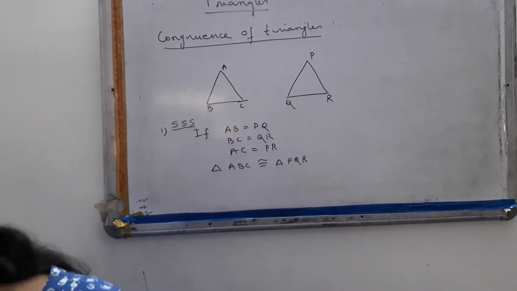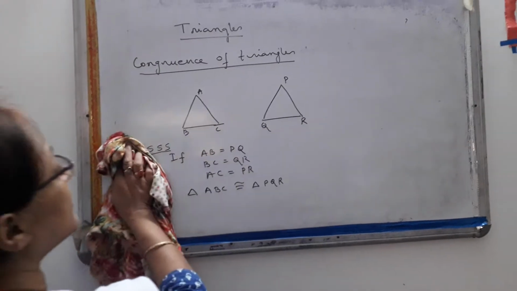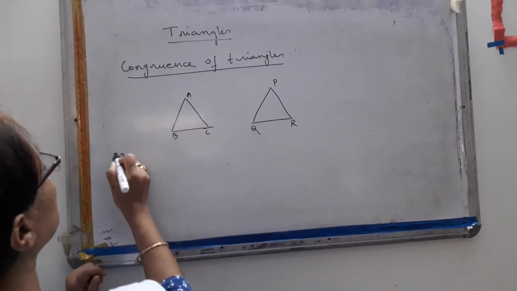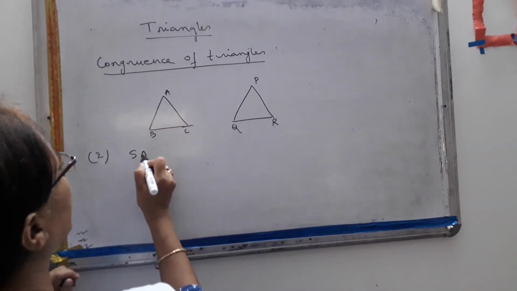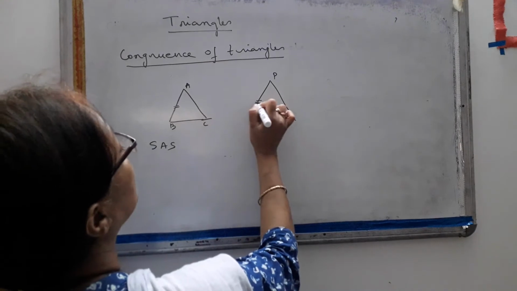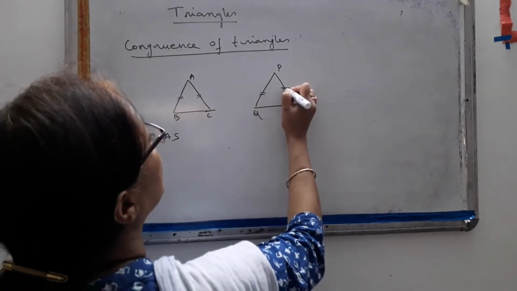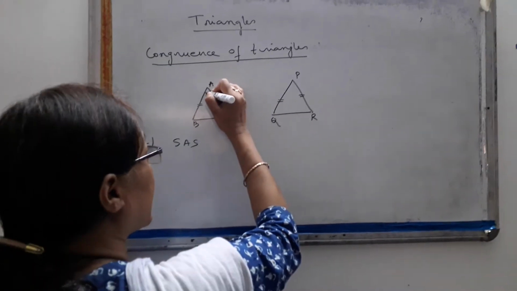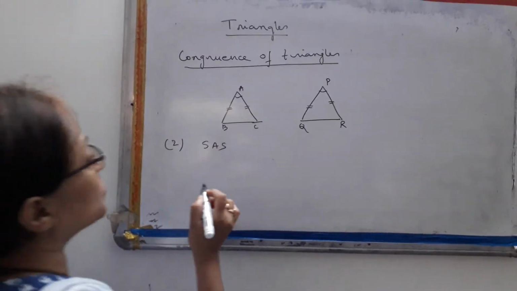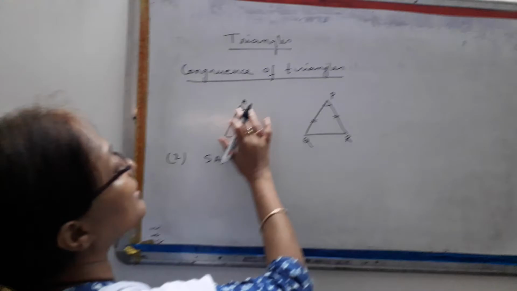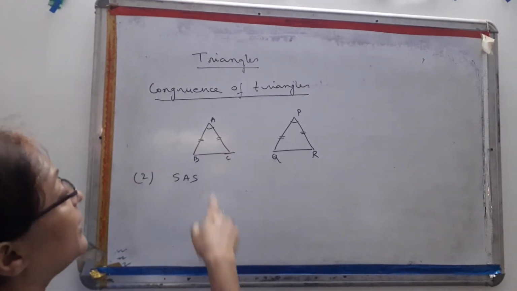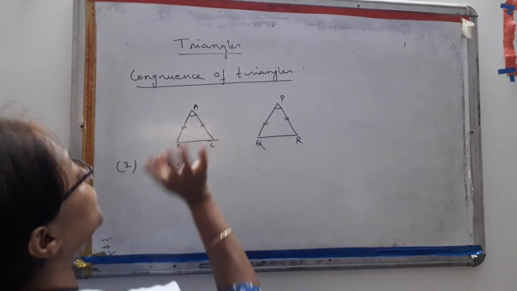Next, second condition. Now I will write. In this figure only I am going to explain. Condition number 2, SAS. That means what? Suppose this side equal to this side and this side equal to this side, then this angle equal to this angle. Always the angle should be in the middle of the two sides. So here also these two triangles are congruent. SAS. The condition is what? The angle is in between two sides.